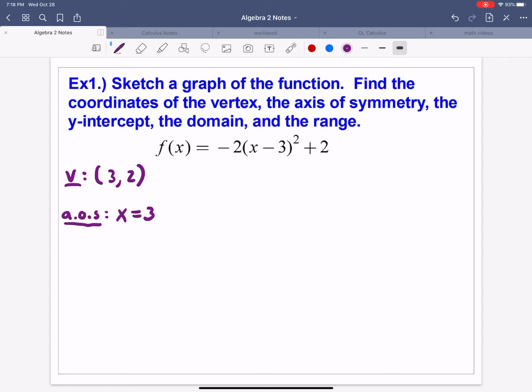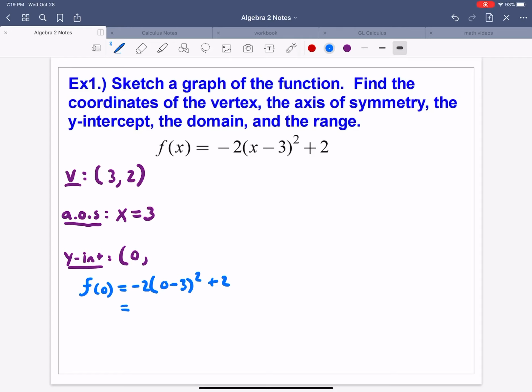All right, so now the next thing I'm going to do is my y-intercept. Now I know the x value will be 0, but I have to actually go through and calculate to find what y is. So we're going to calculate f of 0. I take that function and I plug a 0 in for x and solve.